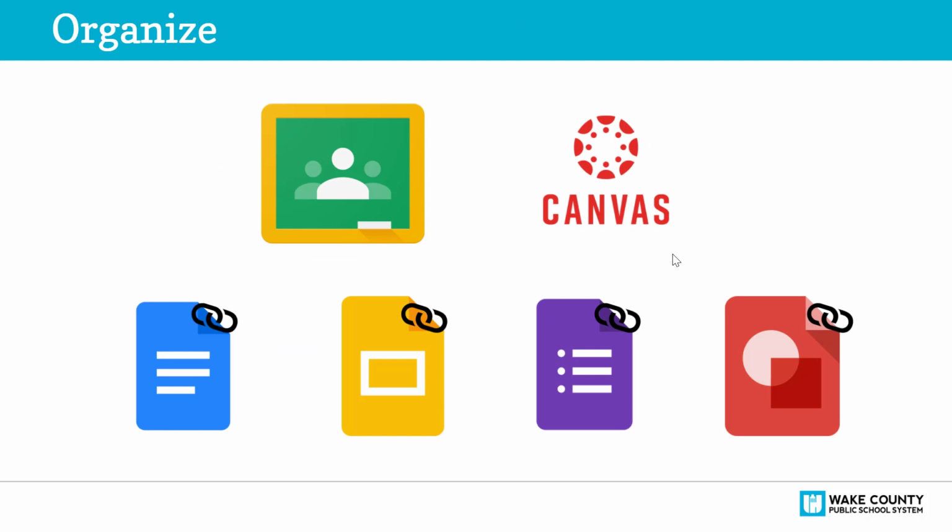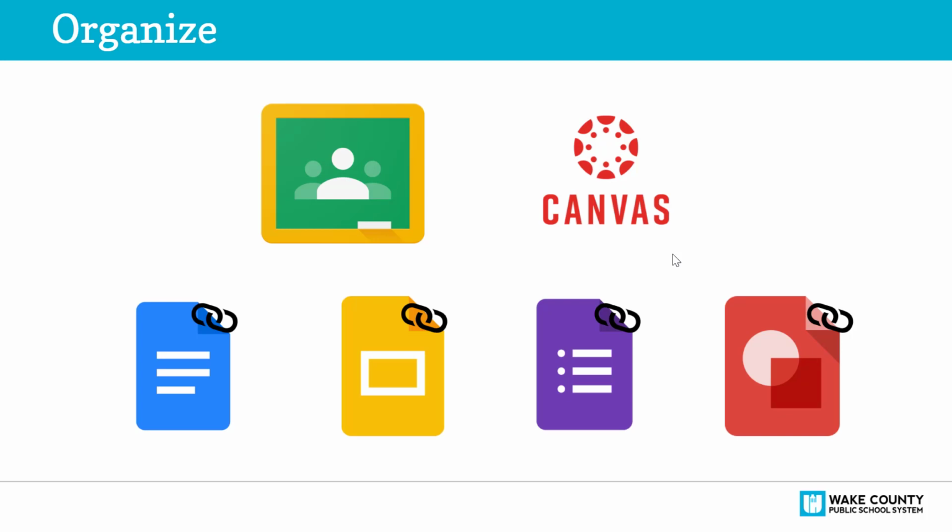And then the last step is to organize. First off, we have our 2 learning management systems. These resources, pathways, or playlists could be shared through your learning management system. So maybe you're using Google Classroom or Canvas. They can also be housed in a single Google Doc or slide, or even a form or a Google Drawing.